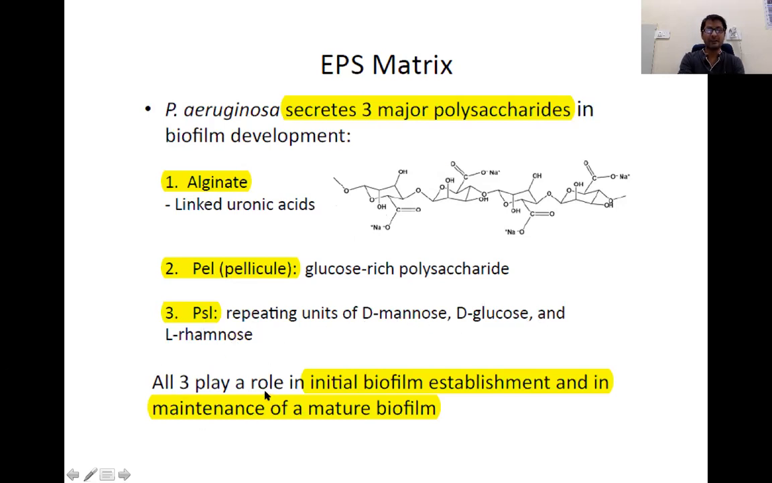All these polysaccharides are required for initial biofilm establishment and the maintenance of the mature biofilm. Which means all these polysaccharides are required right from the origin of the biofilm till its maturity.